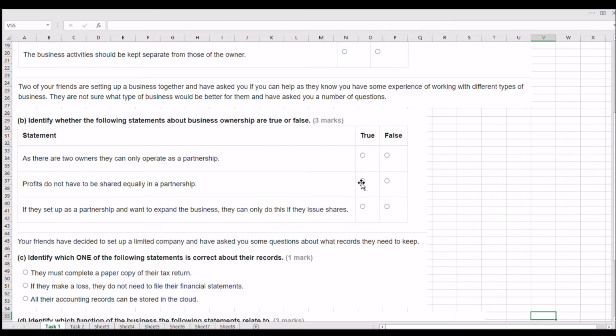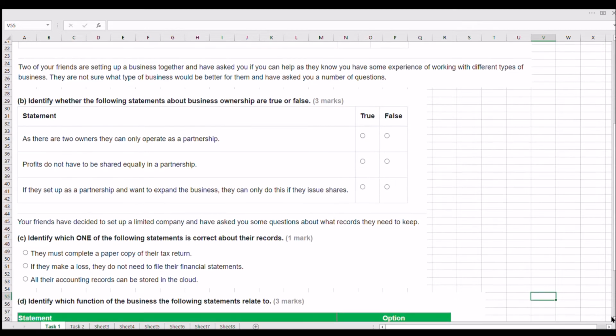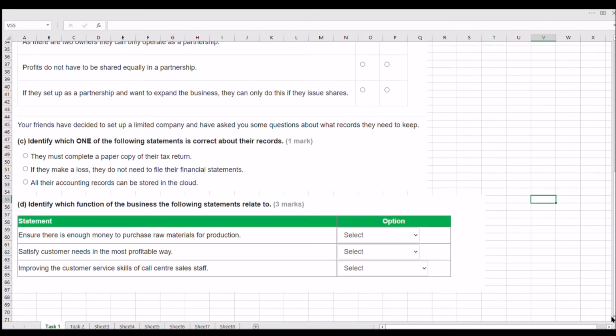If they set up a partnership and want to expand the business, they can only do this if they share. No, that's false as well. We could take out a loan between ourselves. We could each put a house up for sale or sell a car and put something into that, or put it all on our credit cards.